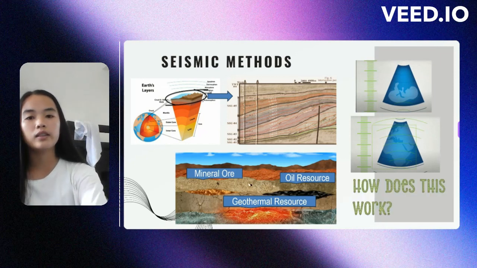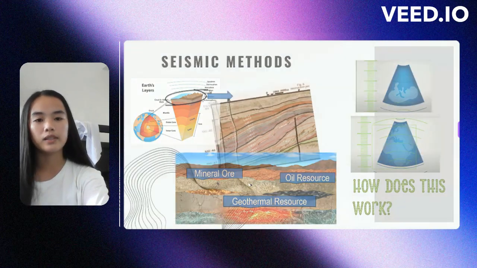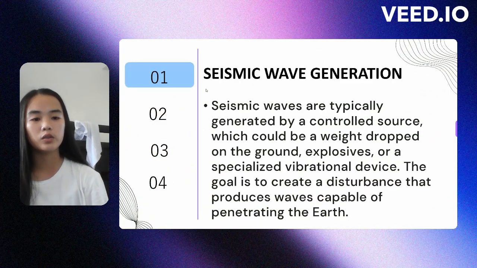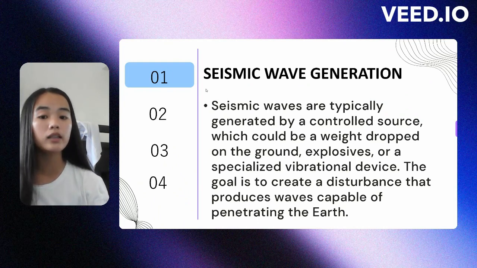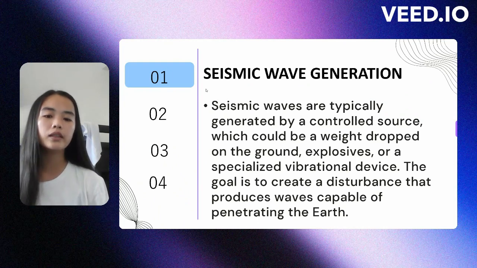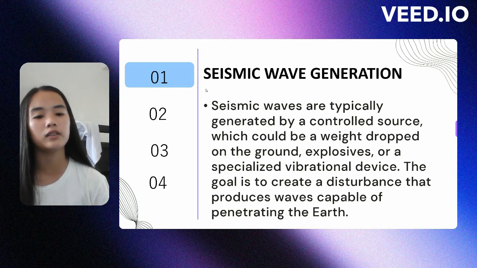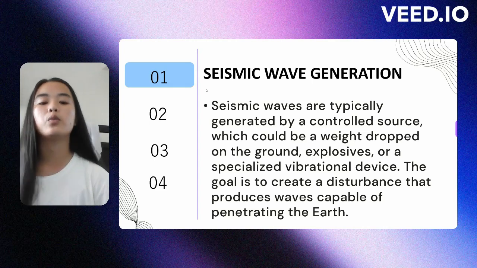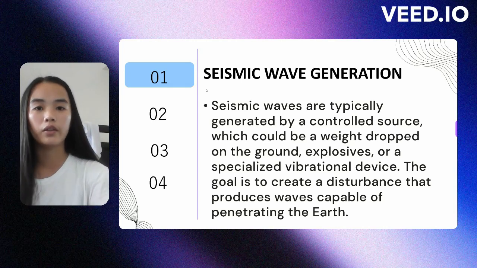It starts with the generation of seismic waves. Seismic waves are typically generated by a controlled source, which could be a weight dropped on the ground, explosives, or a specialized vibration device. The goal is to create a disturbance that produces waves capable of penetrating the earth.